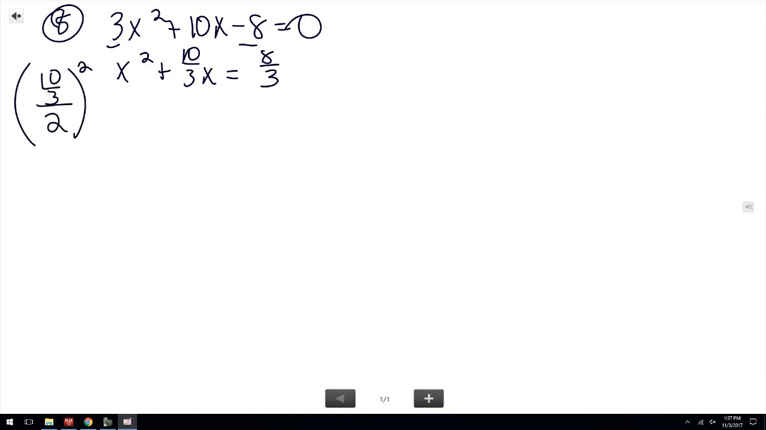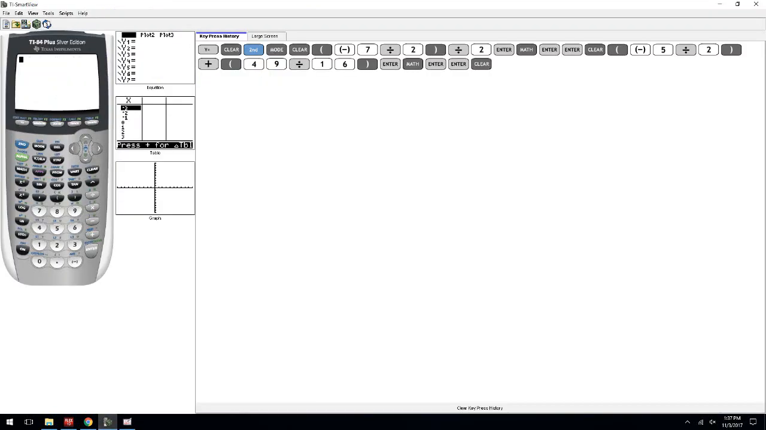You got your calculators? Okay, here we go. Parentheses, 10 divided by 3. Close your parentheses. Then divide it by 2. You get a crazy high decimal. Hit math, fraction. 5 over 3.